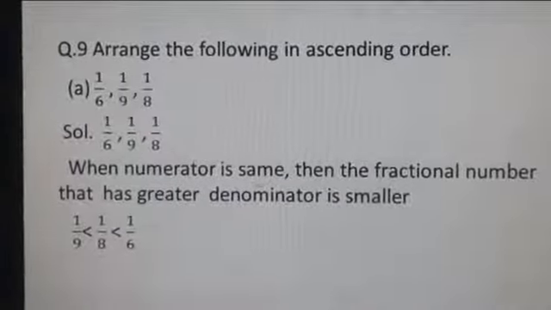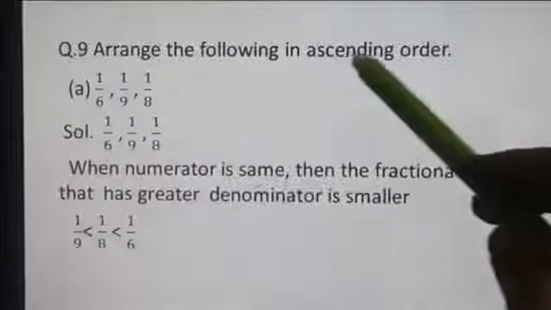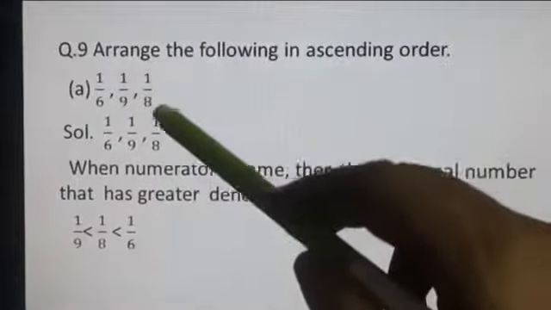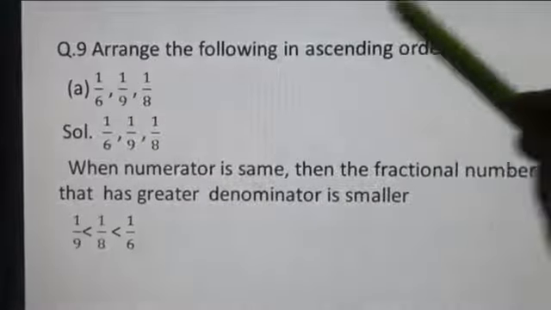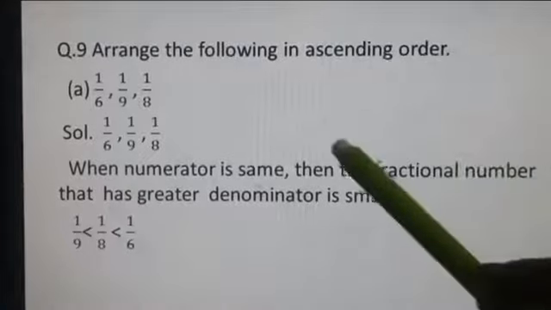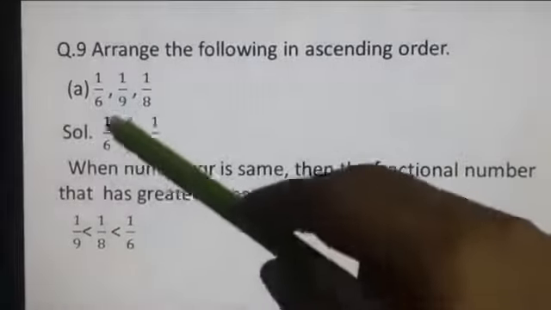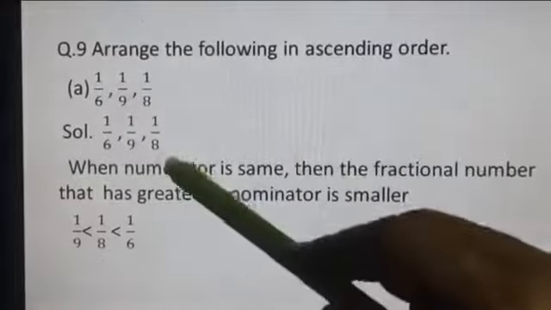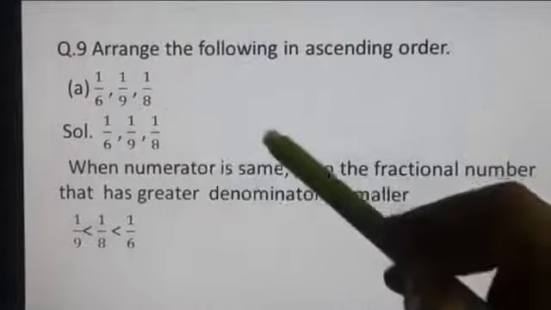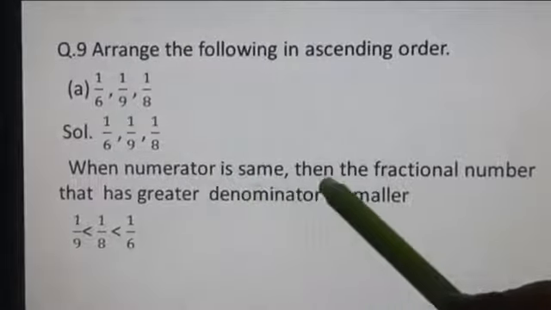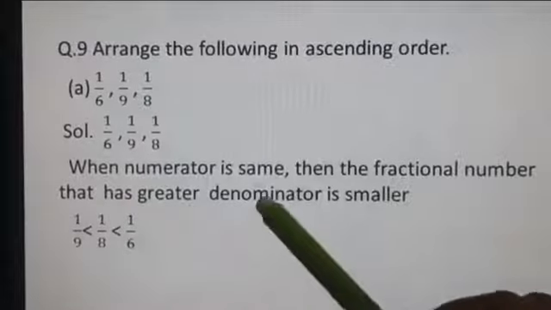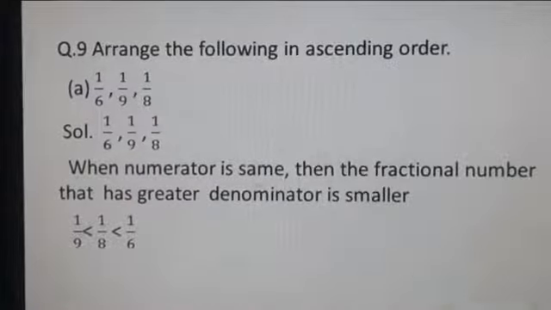Question number 9. Arrange the following in ascending order. A part, 1 upon 6, 1 upon 9, 1 upon 8. We know that ascending order means smaller to greater. बढ़ते क्रम में. So write down the question again. 1 upon 6, 1 upon 9, 1 upon 8. When the numerator is same, the fractional number that has the greater denominator is the smaller fraction.